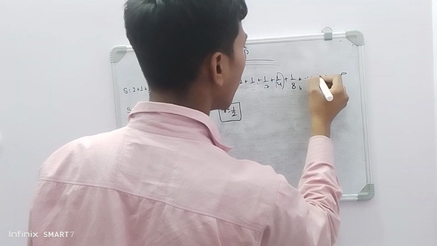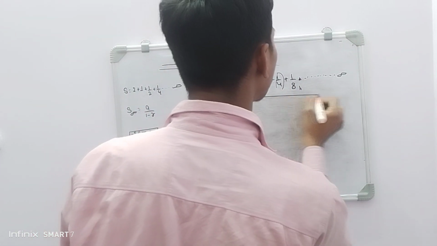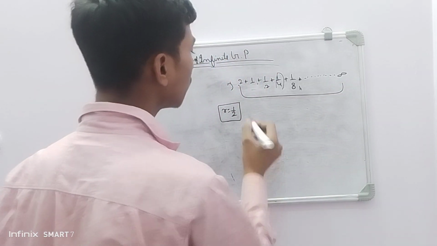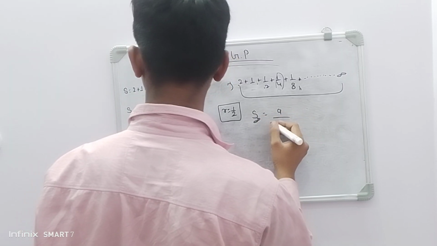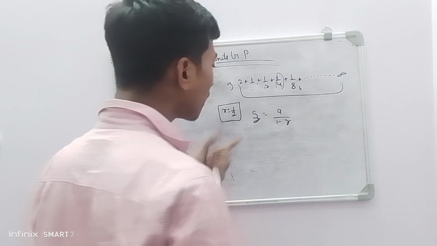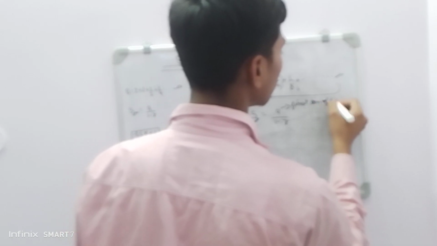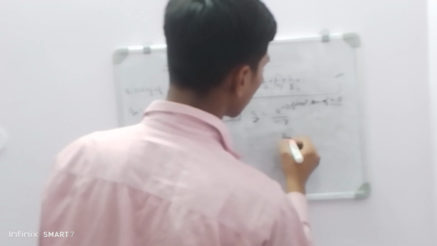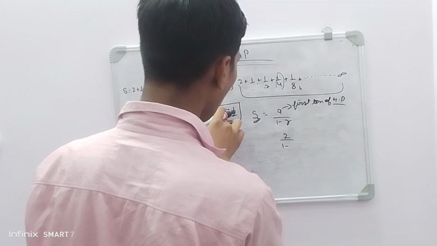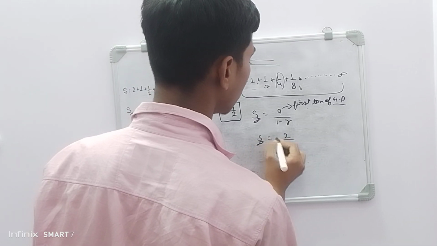If it continues, adding these terms, what will be the final answer, or what will be the sum of this GP? For this we have a formula. Sum of the infinite GP is equal to A divided by 1 minus R. So what is the A? A means the first term of the GP. What is the first term of this GP? The first term is the 2. So write here the 2 over 1 minus R, and R we have as 1 by 2.